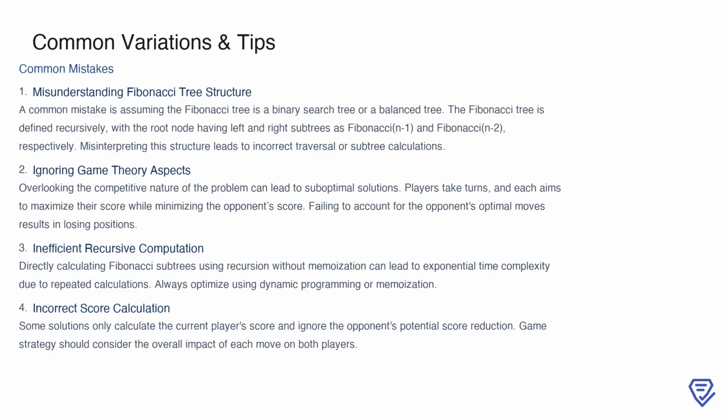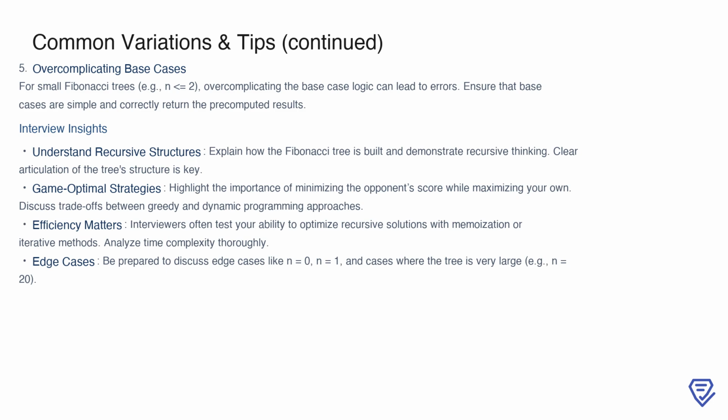Lastly, watch out for incorrect score calculations. Some solutions focus only on maximizing the current player's score and neglect the impact on the opponent's score. A strong strategy always evaluates moves in terms of their overall effect on both players' outcomes. Overcomplicating base cases is another frequent error, especially for small Fibonacci trees, such as when n is less than or equal to 2. These cases should be simple and directly return pre-computed results instead of introducing unnecessary complexity.